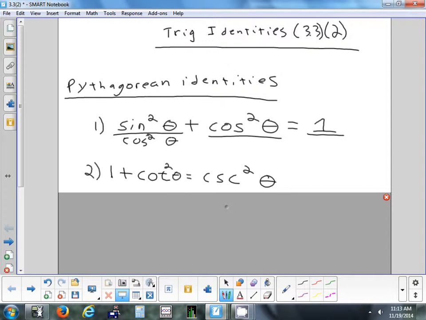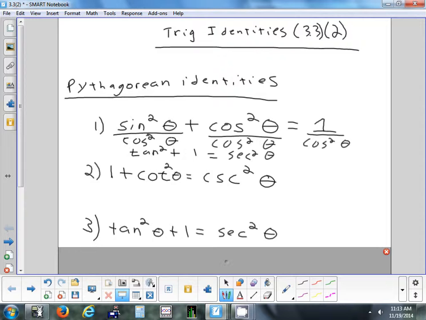And again, just watch this part. What do you think sine squared divided by cosine squared is? That's tangent squared. Plus, cosine squared divided by cosine squared is 1. Dividing two things that are the same. And lastly, what about 1 divided by cosine squared? That's secant squared. And that brings us to our third trig identity. Tangent squared plus 1 equals secant squared.